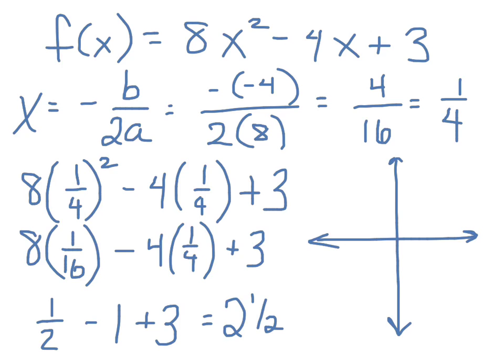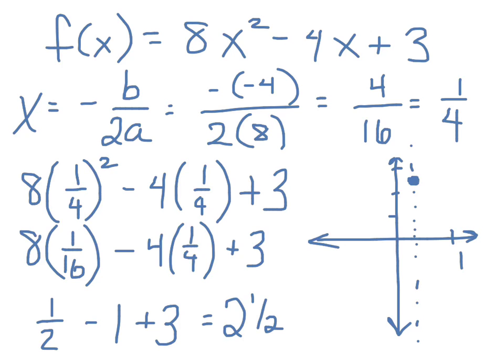So now when I go to graph this, I go over a quarter. So if that's at 1, a quarter is like right here. And up 2.5. 1, 2, 3, so about halfway there. There's my vertex. There's my axis of symmetry. How did I get that? I used the formula negative b over 2a. That's how I got the axis of symmetry. How did I get the vertex, the rest of it? I plugged in the number I got when I did negative b over 2a.